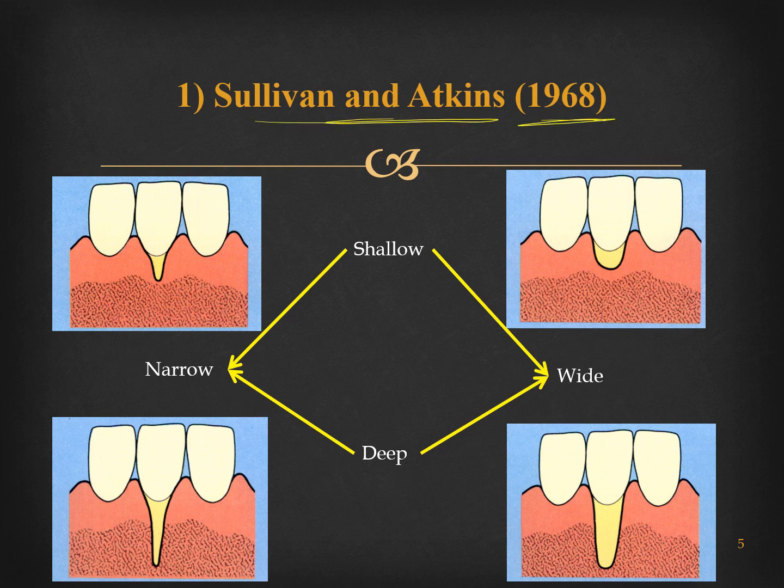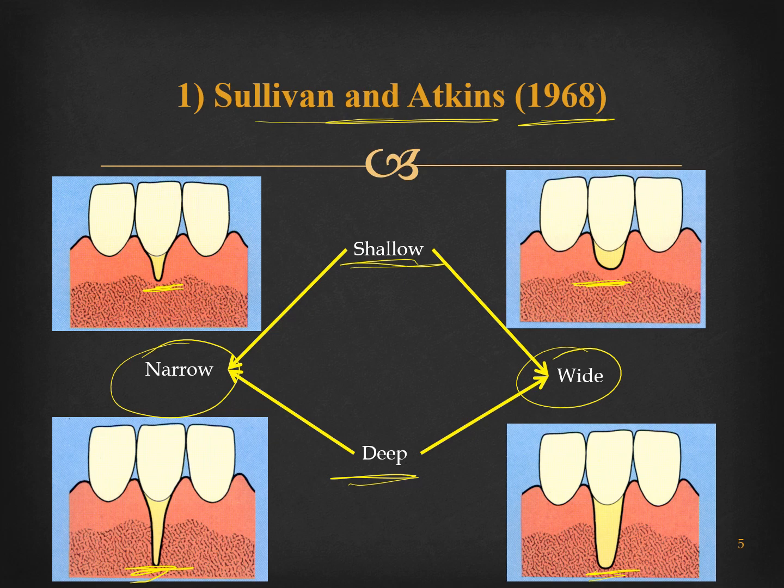They have considered only the mandibular incisors for the recession, and they have grossly divided the recession into shallow and deep. Shallow means when the length of the recession is less, deep when it is more. Again they have divided shallow into narrow and wide, and deep into narrow and wide. So if the recession is shallow and narrow, it becomes shallow narrow. Here it becomes shallow wide. Here it becomes deep narrow. Here it becomes deep wide. That is the classification, and it is a very vague classification.